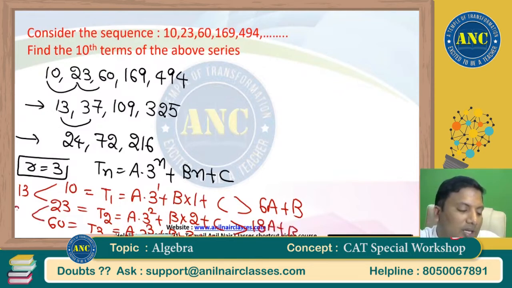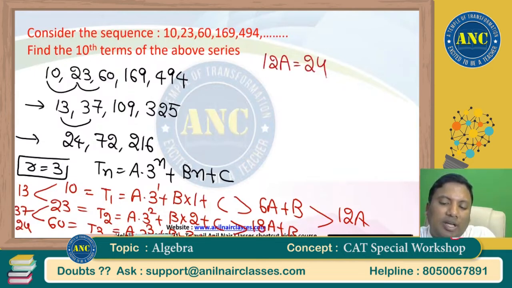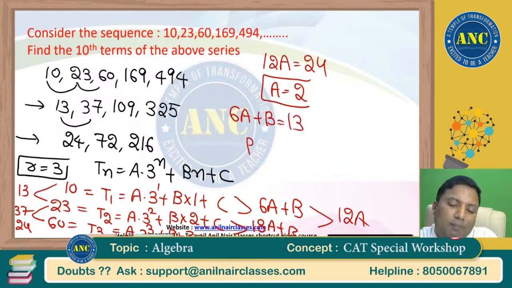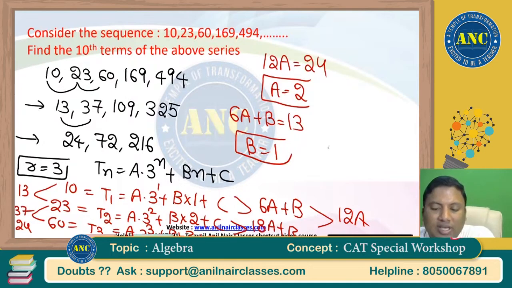The difference of these is 12A, and that difference is 24. So 12A is 24, and A is 2. If A is 2 and 6A plus B is 13, then B is 1. A is 2, B is 1. 6A plus 1 is 7, so C is 3.